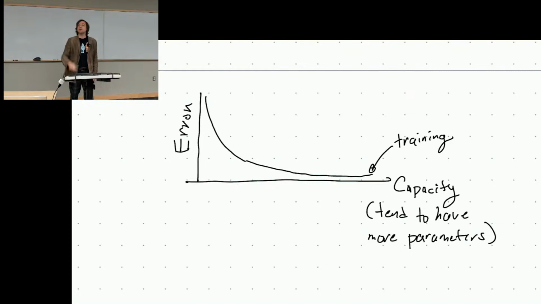If I had a giant high-capacity model and 10 data points, it better be able to fit those exactly. But what's the problem? What might it not do well? Generalize, yes. So how do we compare it then to the test error, which will look pretty similar until it starts to get worse.